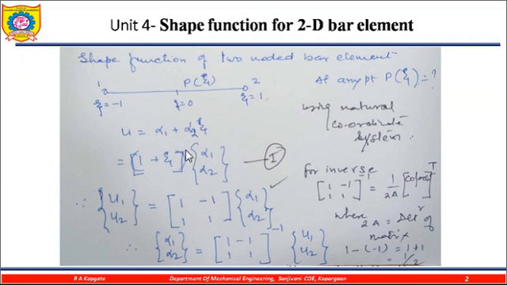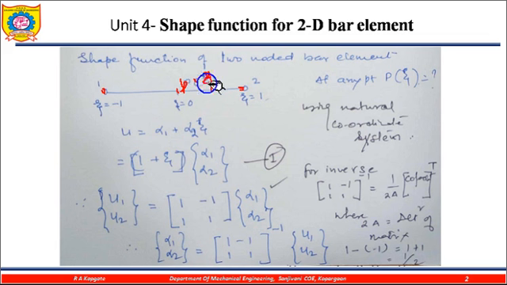So first of all, let us study the shape functions of a two noded bar element. This is a 1D problem, but for the 1D also, we need to define the method of finding the shape function here. Let us first take a bar with two nodes, and this is the reference point where p is equal to xi.